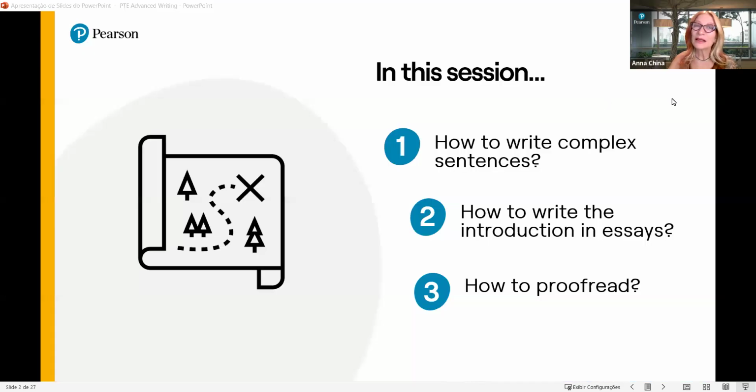Now, in this session, we're going to tackle together how to write complex sentences, how to write the introduction and essays, and how to proofread. So it's a lot to dive into, but I'm sure that we'll tackle it all.